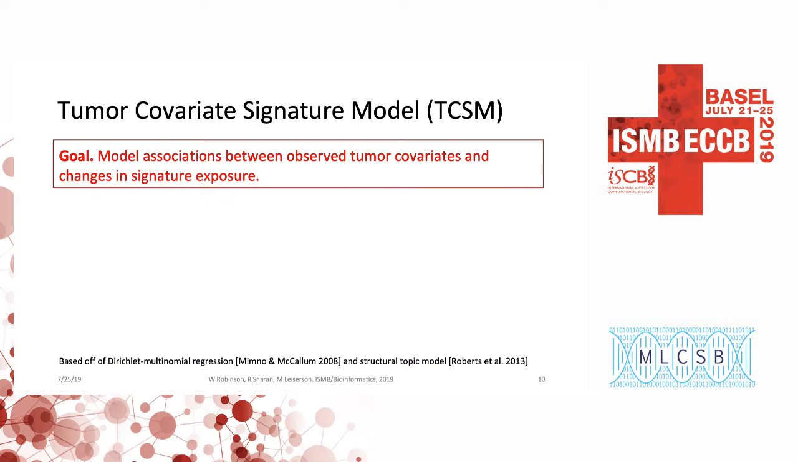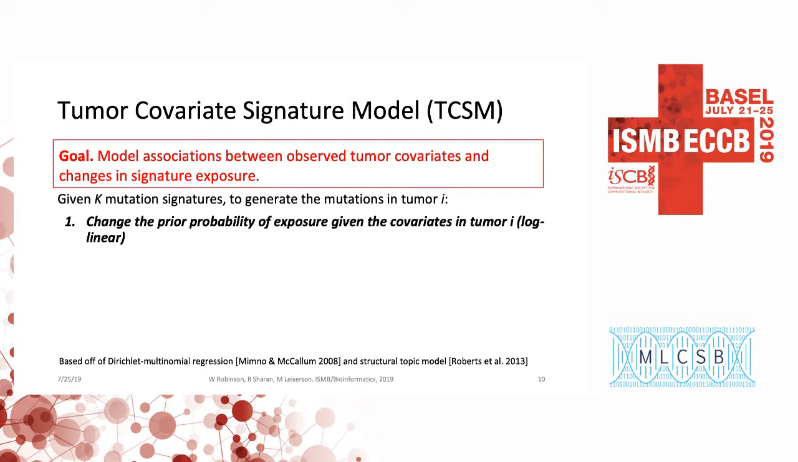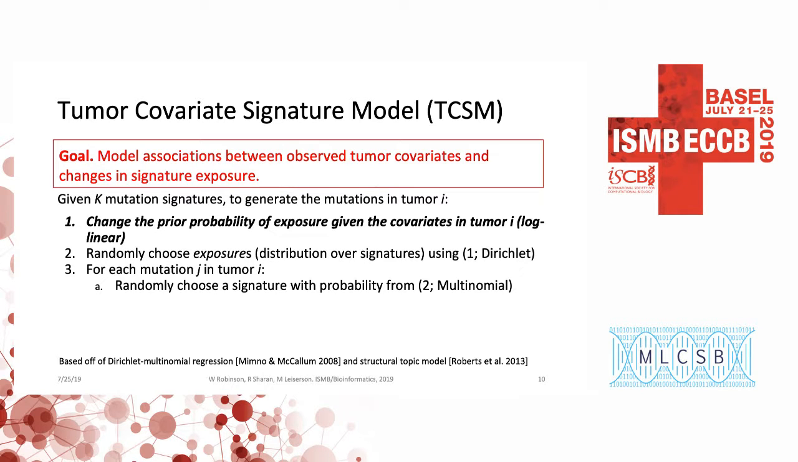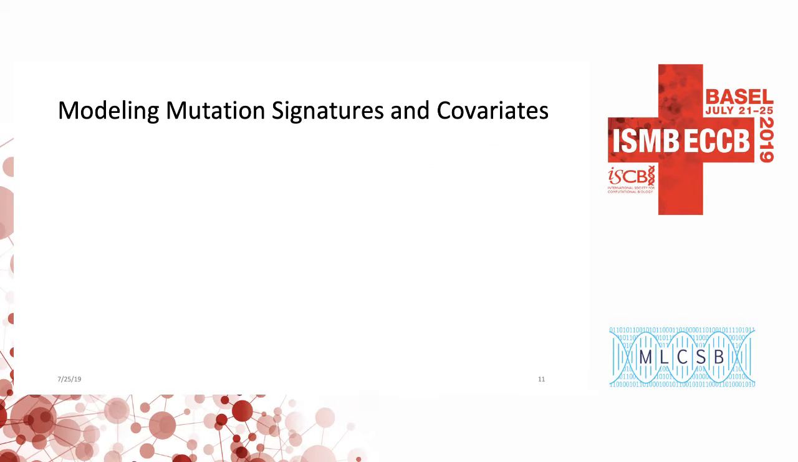That brings me to the generative model for TCSM. In this case, our goal is to model the association between these observed tumor covariates and changes in signature exposure. We start off with the same K mutation signatures. But now before we draw the prior, which we used to draw from a uniform distribution, we change the prior based on the observed covariates. Then we follow the same steps, where we choose the exposures and then generate mutations.